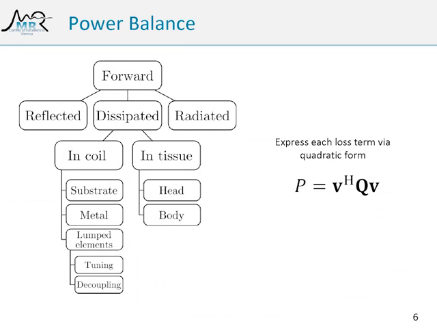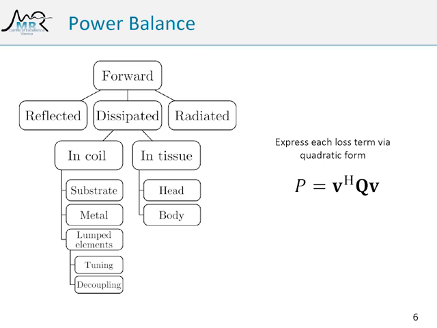So let's start with the power balance. Everyone has seen those types of diagrams. You put some power into your coil, and it gets dissipated somewhere. For a single channel coil, that's really simple, because you've got a certain percentage that goes into the load and a certain percentage that goes into the rest of the structure. But for multi-channel coil arrays, it's a bit more complicated, because it depends on what kind of excitation you are using on your coil.